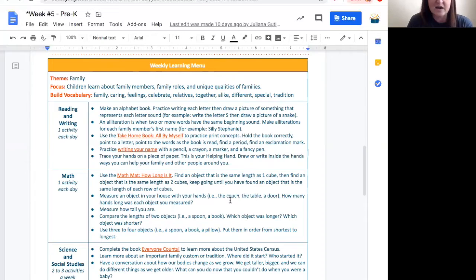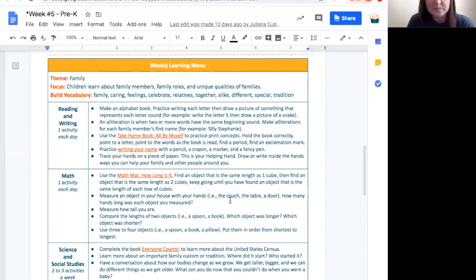The next thing we focused on was alliterations. Now, alliterations are when 2 or more words have the same beginning sound. So our example was, I used my name, Silly Stephanie, but the activity for this week is to make alliterations for each of your family members' first name. This is an oral activity. It's something that you can do while you're taking a bath or driving somewhere or setting the table, any regular activity that you do.